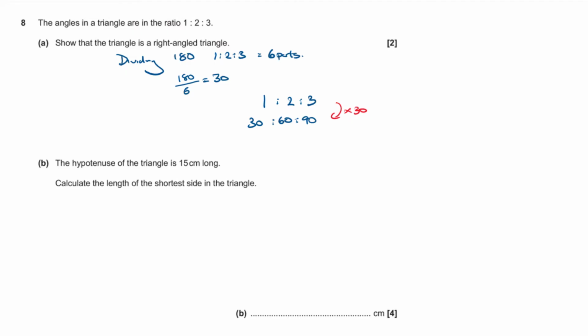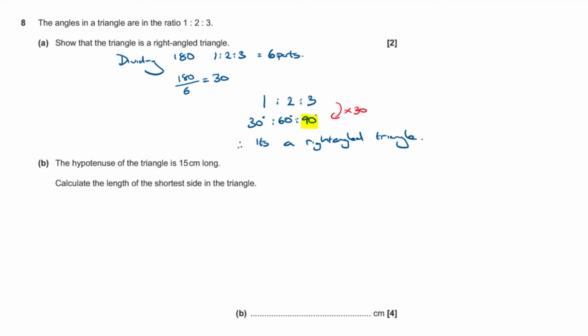Okay, and look, there's my right angle there on the end then, isn't it? That's my 90-degree angle. Okay, so let's put the degrees in there. Therefore it's a right angled triangle. Let's just state the conclusion. Okay, now the hypotenuse of the triangle is 15 centimeters long. Calculate the length of the shortest side of the triangle.